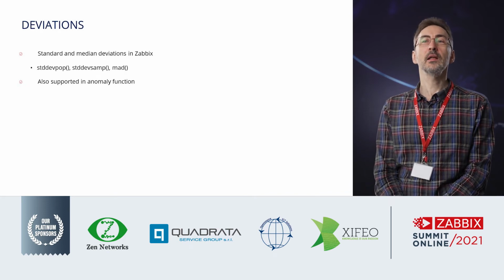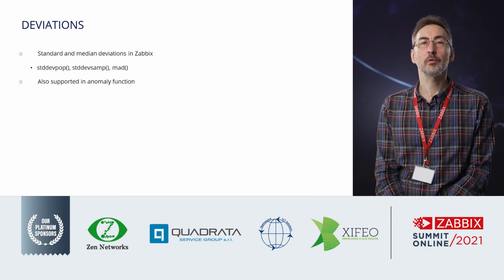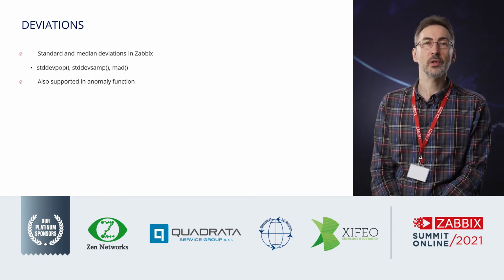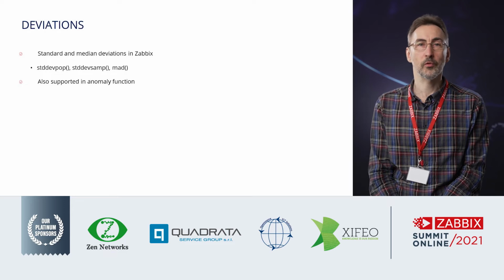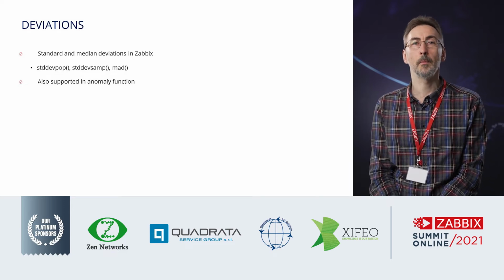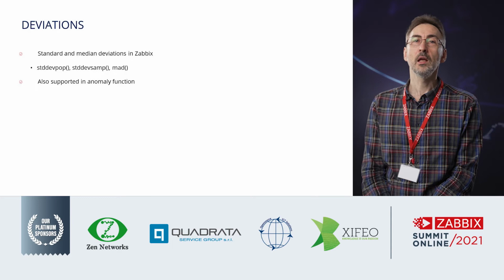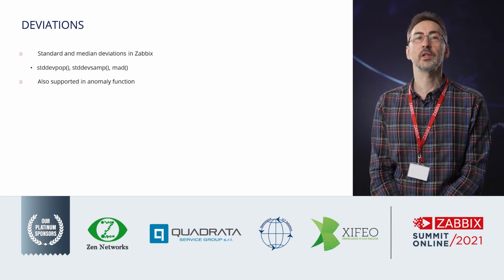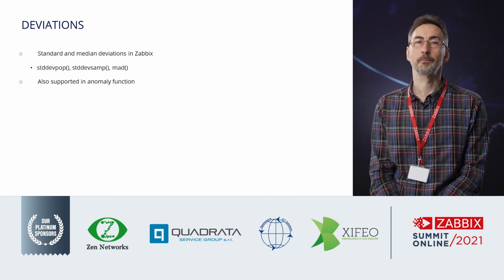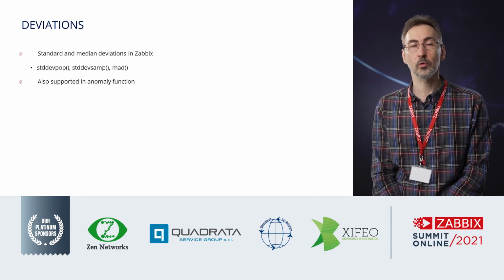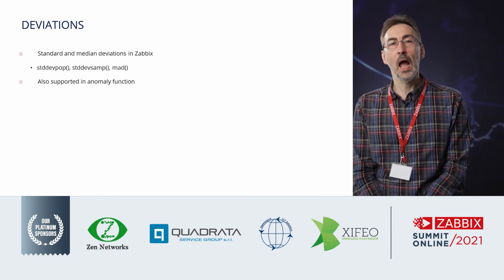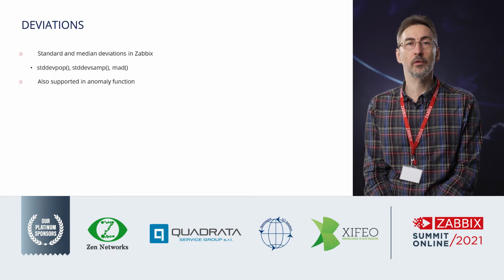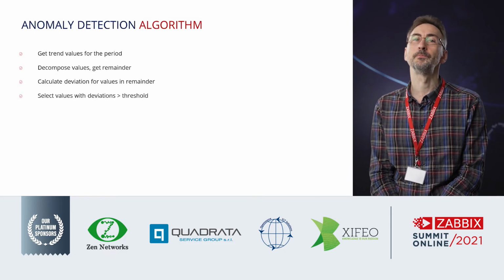As I already mentioned, there is more than one way to calculate a deviation. Zabbix supports the two most used formulas, standard deviation and median absolute deviation. There are standalone functions for these calculations available since Zabbix 5.4. You may find them useful for your own analysis. But these methods can be switched between anomaly detection function I'll tell about in a minute.